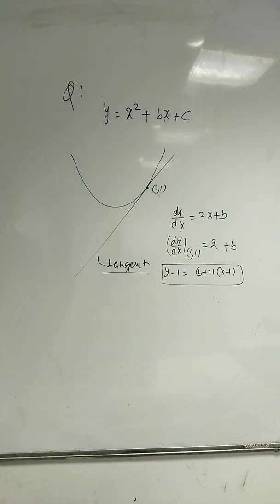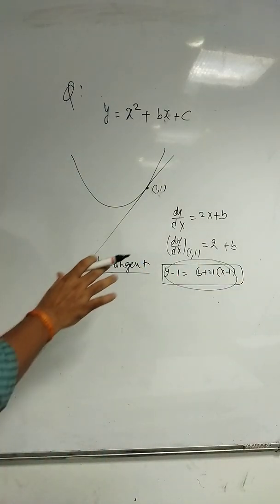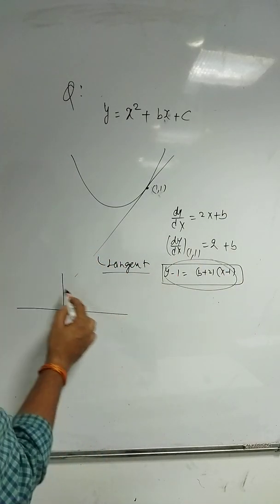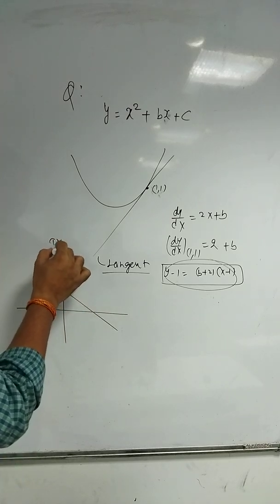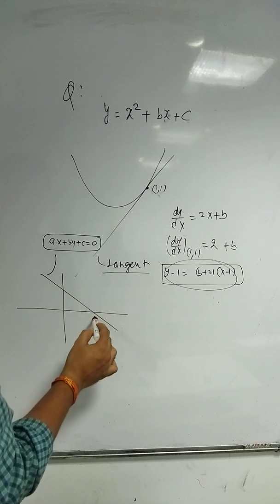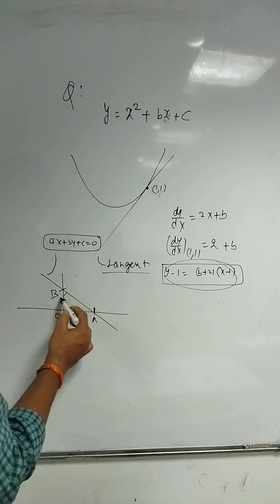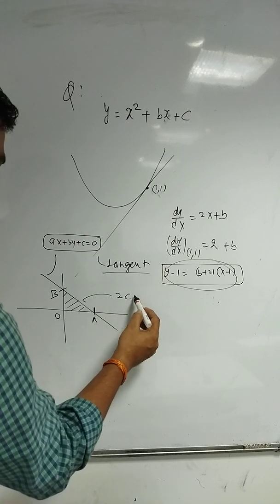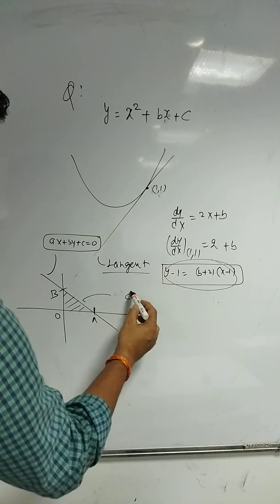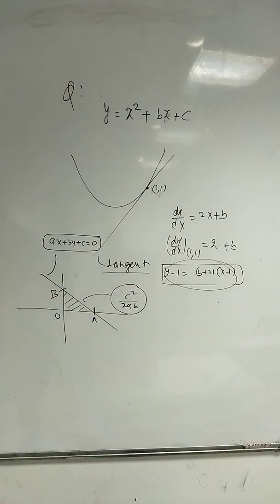And this tangent, this line with the coordinate axes creates a triangle of area 2 square units. Let any line be ax plus by plus c is equal to 0. And this line with the coordinate axes makes a triangle OAB. The area of this triangle, you should remember, is c square upon 2ab.